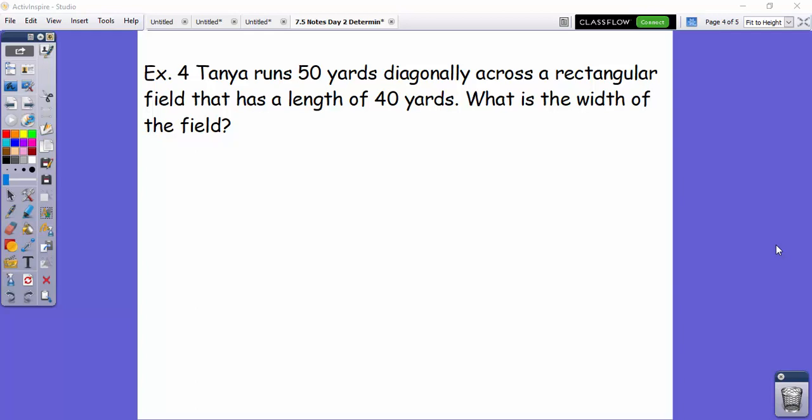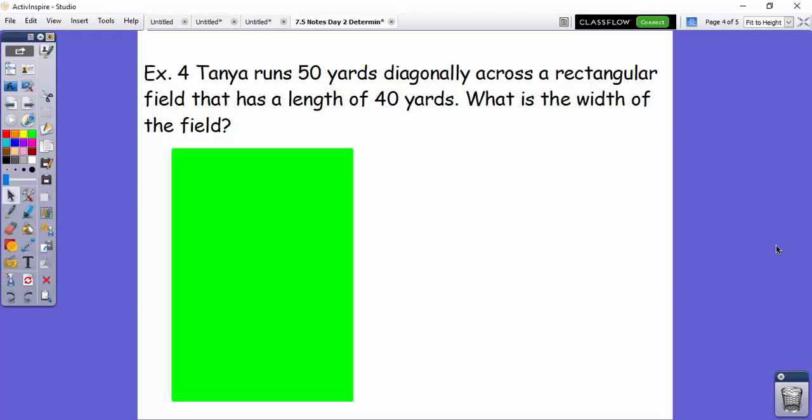For this problem, we're going to have to create our own diagram. So example 4 says, Tanya runs 50 yards diagonally across a rectangular field that has a length of 40 yards. What is the width of the field? So I know that it said there was a rectangular field, so I'll draw a diagram of a rectangle, and that Tanya ran 50 yards diagonally. So she ran from one corner to the opposite corner. So the diagonal distance was 50 yards.